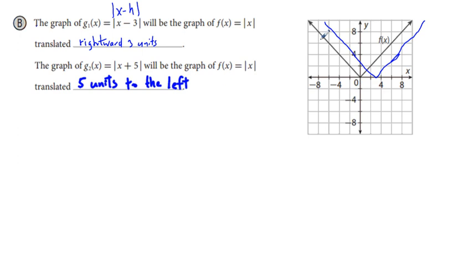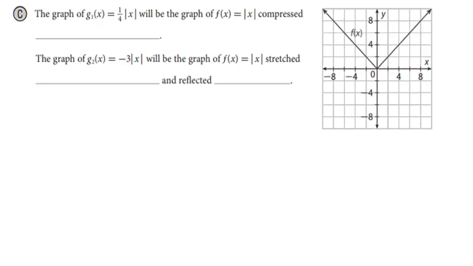And so we're going to take this, same thing, x plus moves to the left and x minus to the right. So we'll go to the left. And let's see, these are 2 apart, so that's going to be 5 to the left right there. Okay, let's go on.